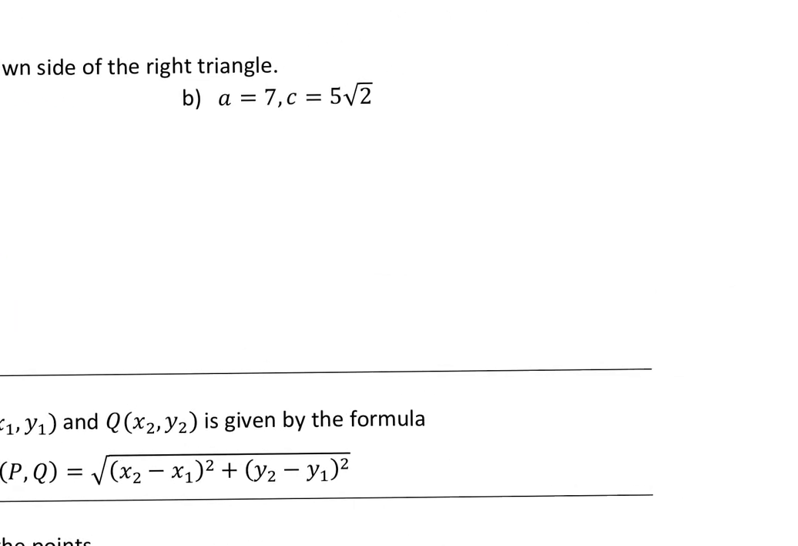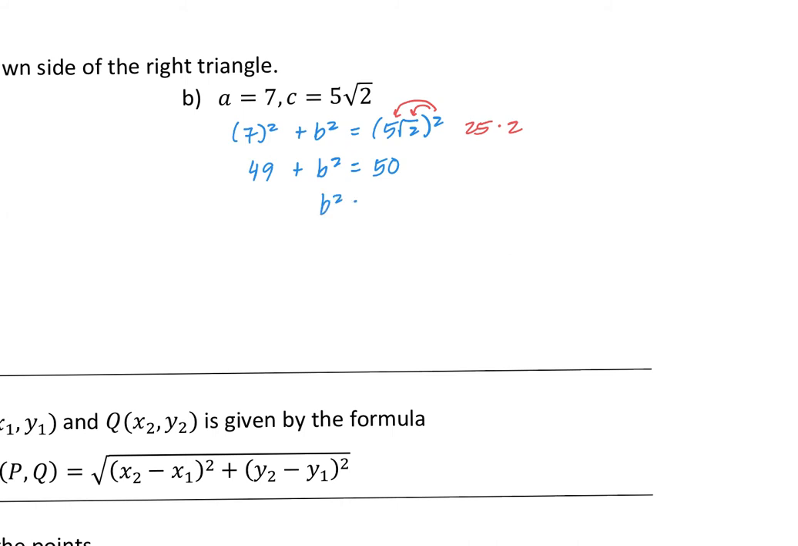One more example. Part B, we have a is 7 and c is 5 times the square root of 2. So the formula is a squared, so 7 squared, plus b squared, so that would be our missing value, is equal to c squared, or 5 times the square root of 2 squared. We have 49 plus b squared is equal to, now remember the square on the outside is distributed to both the 5 and the square root of 2. So 5 squared is 25 times square root of 2 squared is just 2, and this is 50.